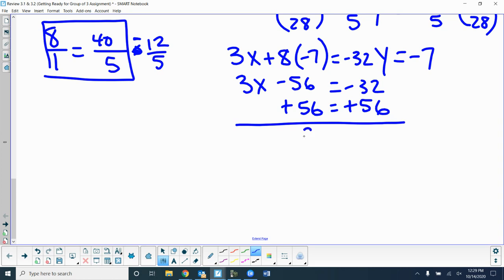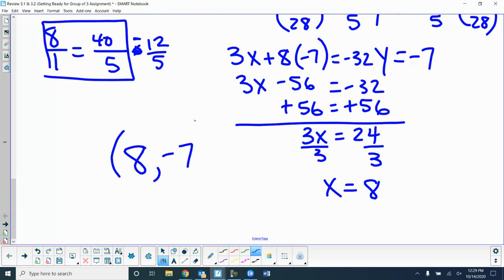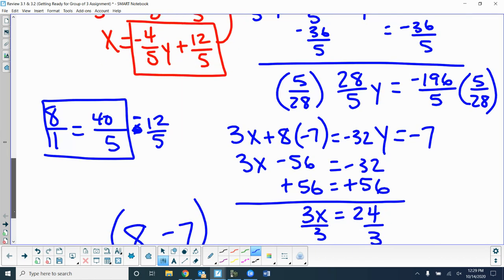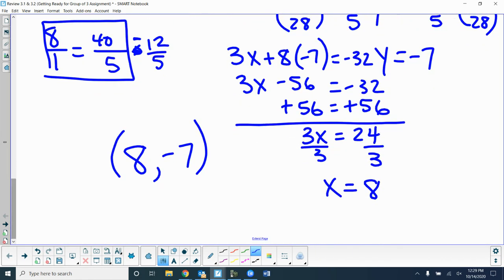Yeah, 24. 8. Isn't that what we got before? When we did it graphically, we got 8, negative 7, right? And when we did it by substitution, we got 8, negative 7. So that was tough substitution-wise because there was a bunch of fractions. On the test or quiz, there'll be at least one variable that has no number in front when you have to do substitution. So we don't run into that.